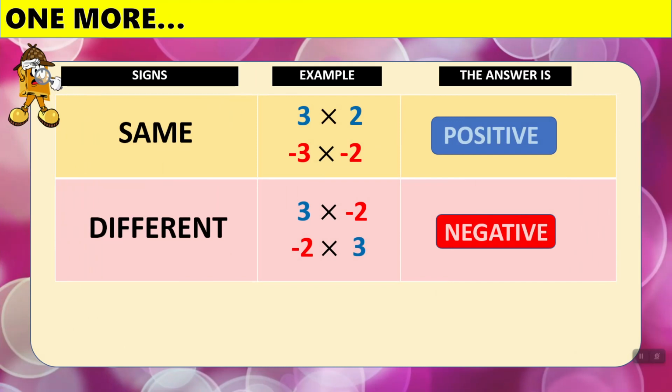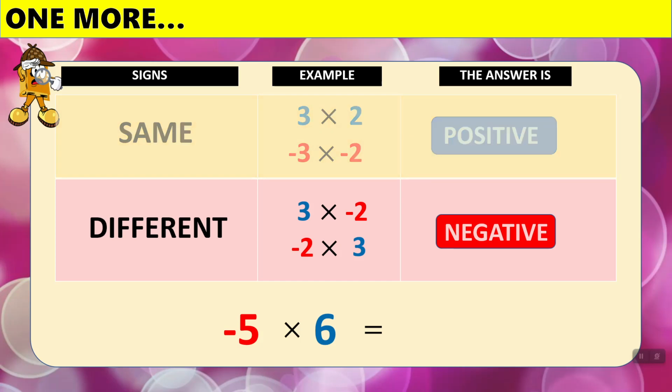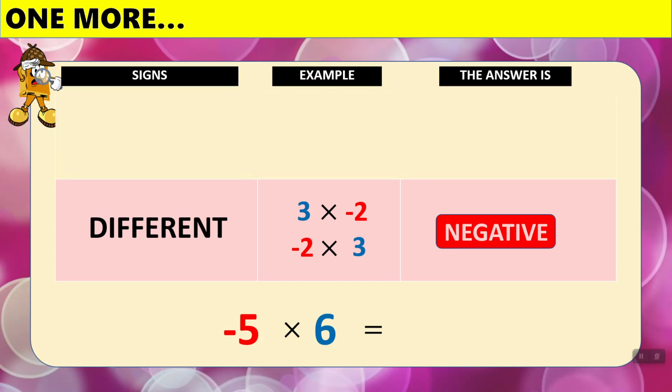Let's try one more. Minus 5 multiplied by positive 6. We can see that the signs are different. One is negative, one is positive. So the signs are different. We will use this rule here. We multiply 5 by 6 and we get 30. We know the answer has to be negative, so it's minus 30.